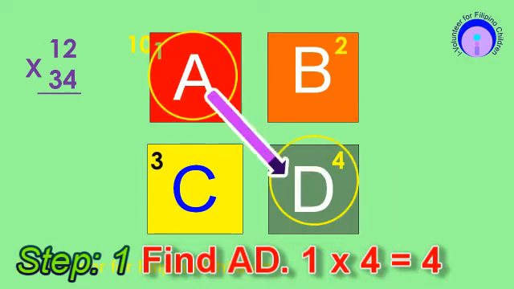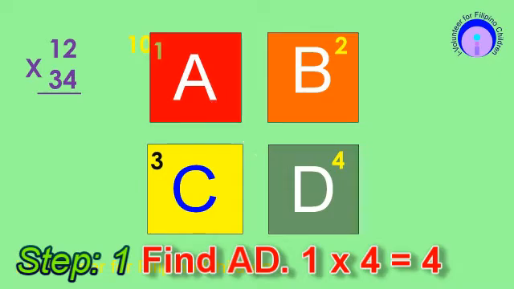1 times 4 is equal to 4. Kindly remember the answer because it is needed on the next step.